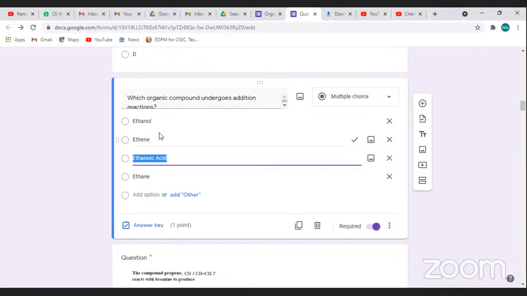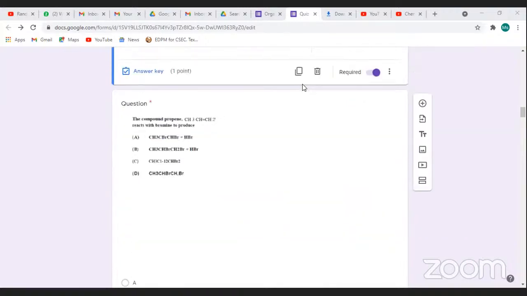What's the addition? When you add hydrogen to an alkene, what do you call that process? Hydrogenation. Hydrogenation, yes.